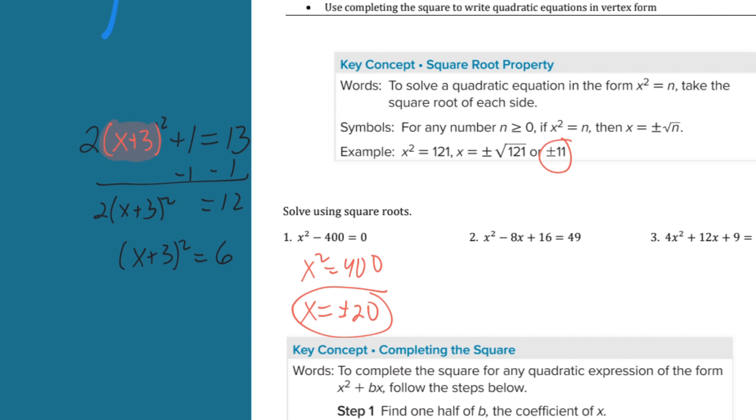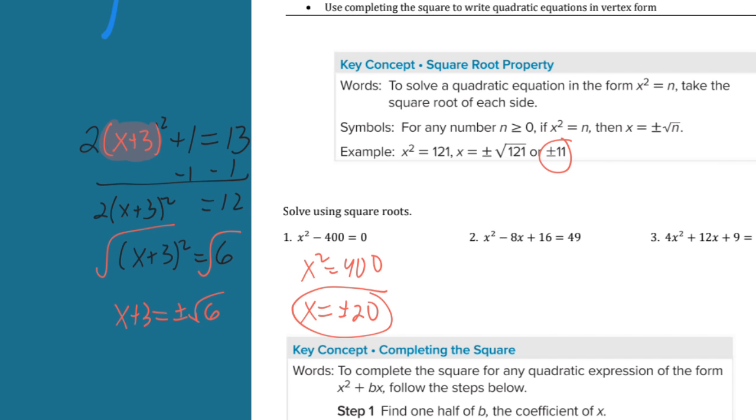Now, watch this. If your goal is to get to x, you've got to think about, what is my goal? Okay, what is my goal? I want to get to x. So we can square root both sides as long as we realize, hey, put plus or minus on the right side. So you get x plus 3 equals plus or minus the square root of 6.